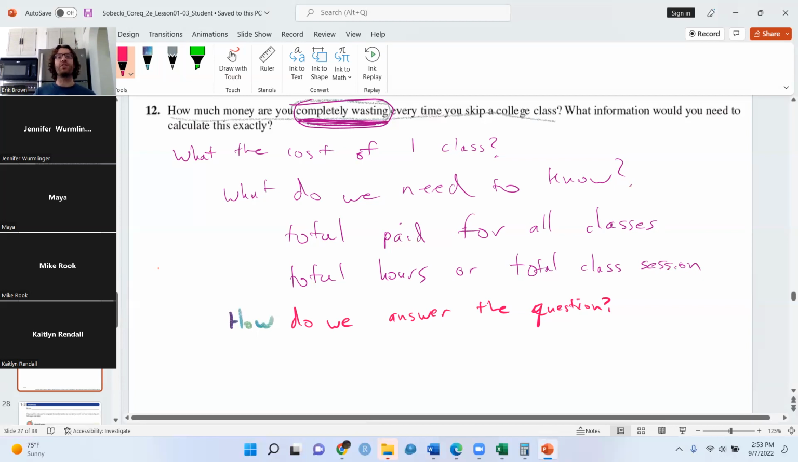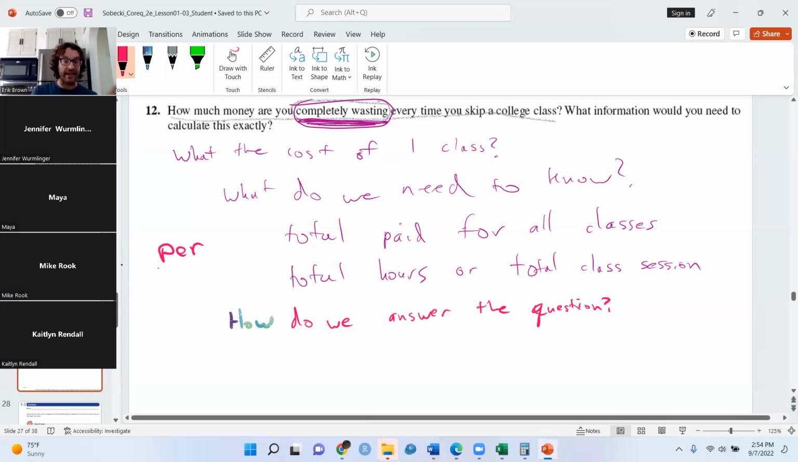So tell me the arithmetic, or how would we do that? I agree with you. Yes. So you would have to break down the class per session, if you're doing it per session, and how much a session cost, and then how much time of the session that you missed, or how many sessions total you missed. Love it.